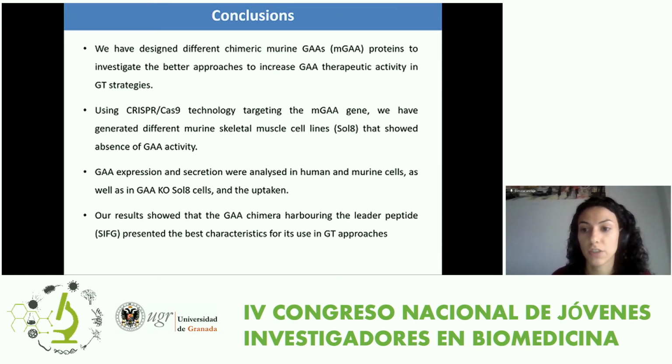So finally, the conclusion of this project is that we have generated different chimeric murine GAA proteins to investigate the best approaches to increase GAA therapeutic activity in gene therapy strategies. Using CRISPR-Cas9 technology targeting the GAA gene, we have generated different murine skeletal muscle cell lines, Sol8, that show absence of GAA activity. GAA expression and secretion were analyzed in human and murine cells, as well as in the knockout cells, and the uptake. And our results show that the GAA chimera harboring the leader peptide, called IFG, presented the best characteristics for its use in gene therapy approaches.